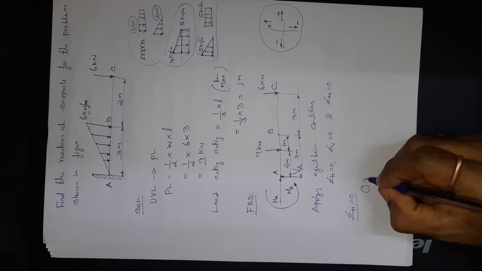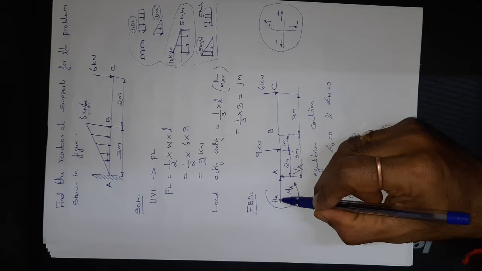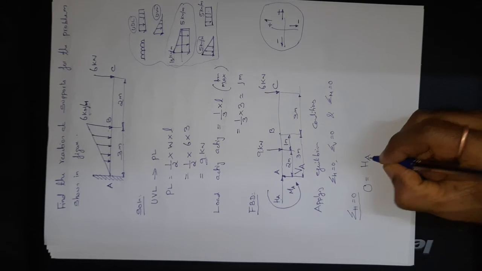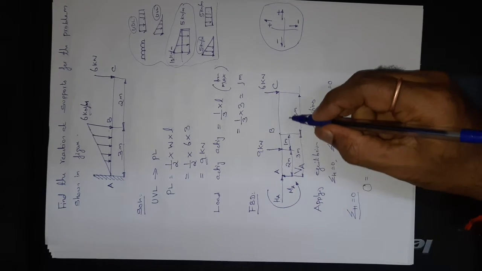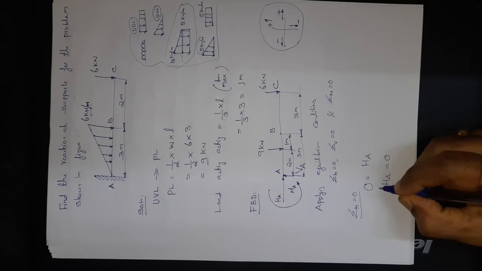So 0 equal to the horizontal forces. Look at here, HA, which is acting in the positive X direction, so it's positive. Is any other horizontal force there? No. So HA equal to 0. Got it?